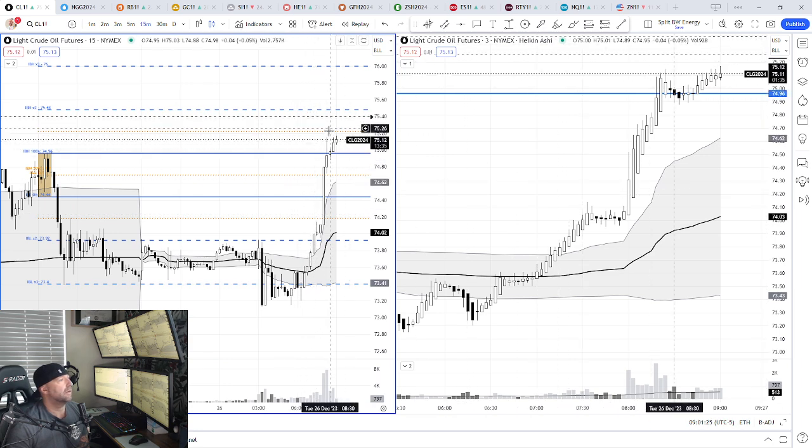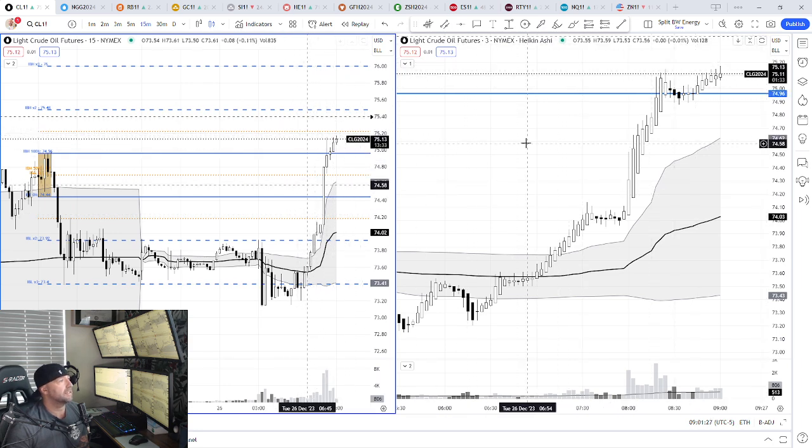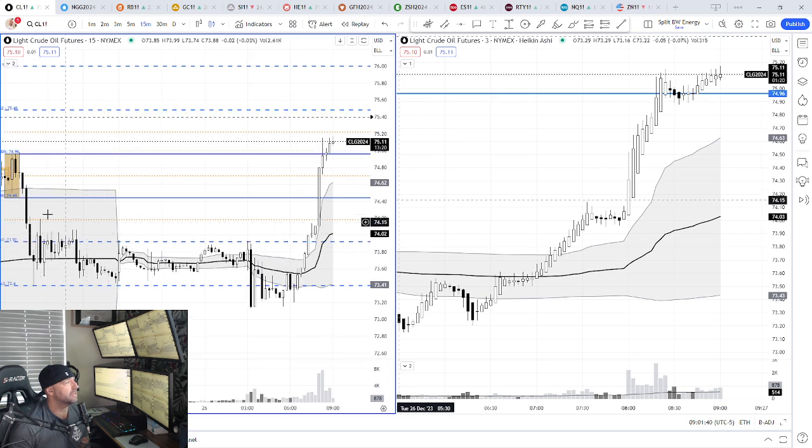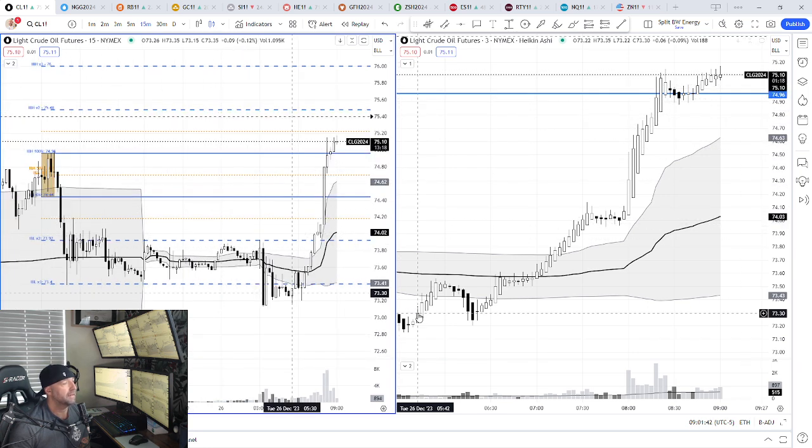Looks like oil is going to test this 75.20 level. So that would be the 50% mark from Friday's session on the initial balance. So these two blue lines are initial balance. You can see it highlighted by this yellow area. I made a video on this on Christmas Eve, actually.